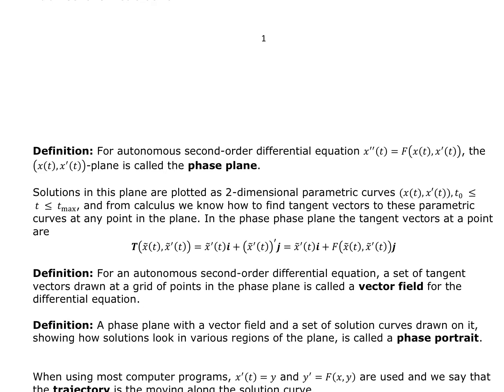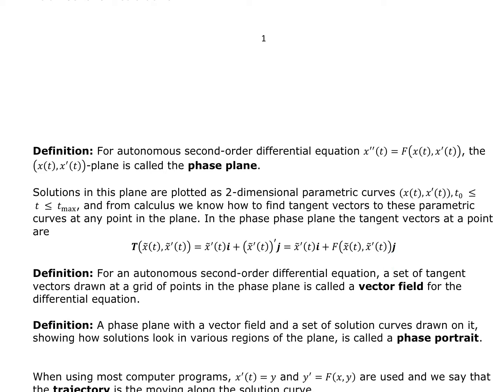In the phase plane, the tangent vectors at a point are the tangent vector of x tilde, x tilde prime of t, which is equal to x tilde of t in the i direction, x prime of t in the j direction. So in other words, what I have is x prime of t in the i direction plus the function evaluated at x of t, x prime of t in the j direction.